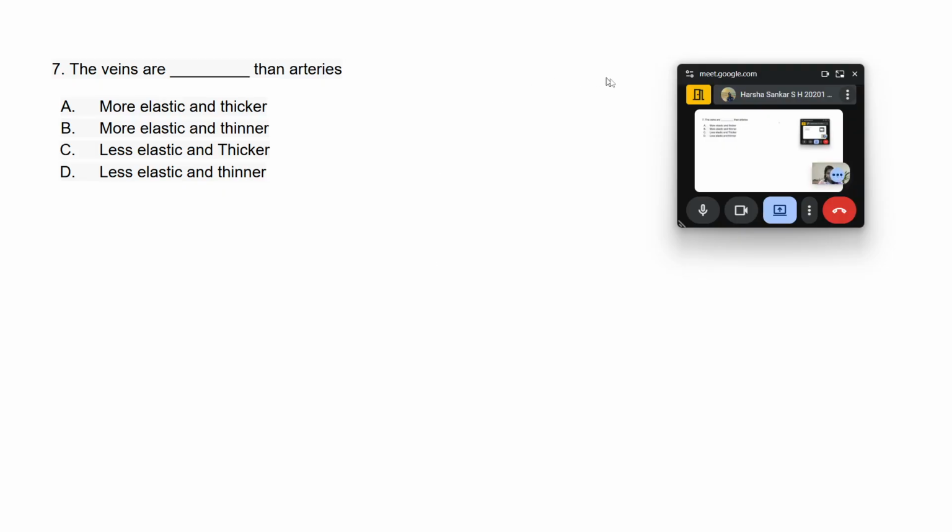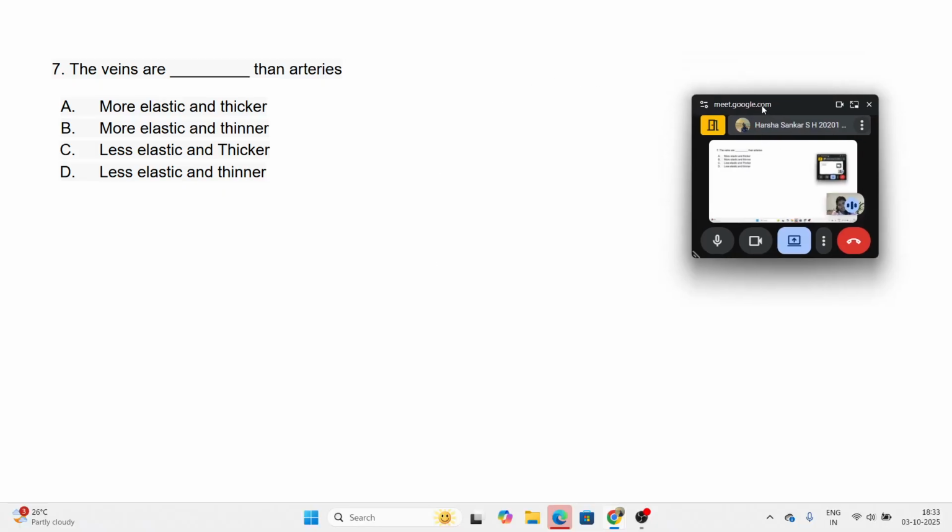Next question. Veins are dash than arteries. Option A, more elastic and thicker. Option B, more elastic and thinner. Option C, less elastic and thicker. Option D, less elastic and thinner. It's about veins compared to arteries. Is it thicker or thinner, and what is the elasticity? So time is 6:33. At 6:34, 6:35 we'll discuss the answer.